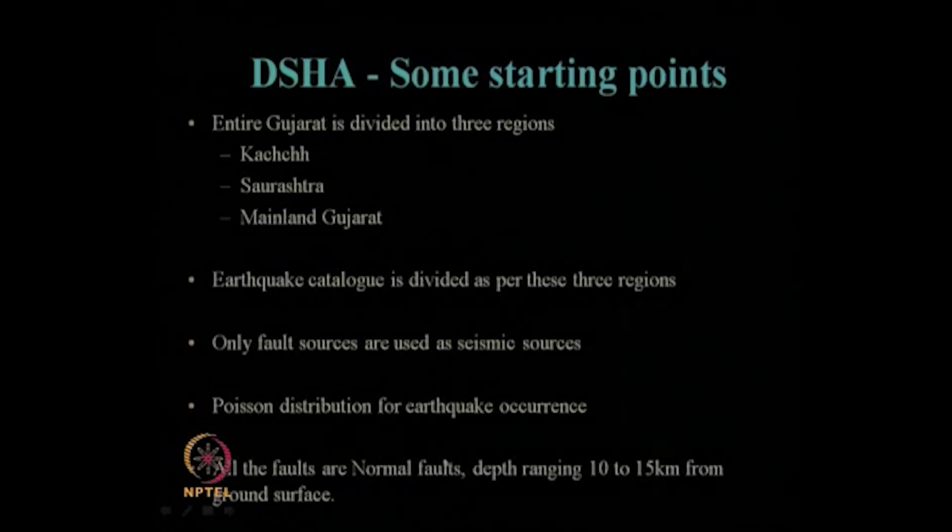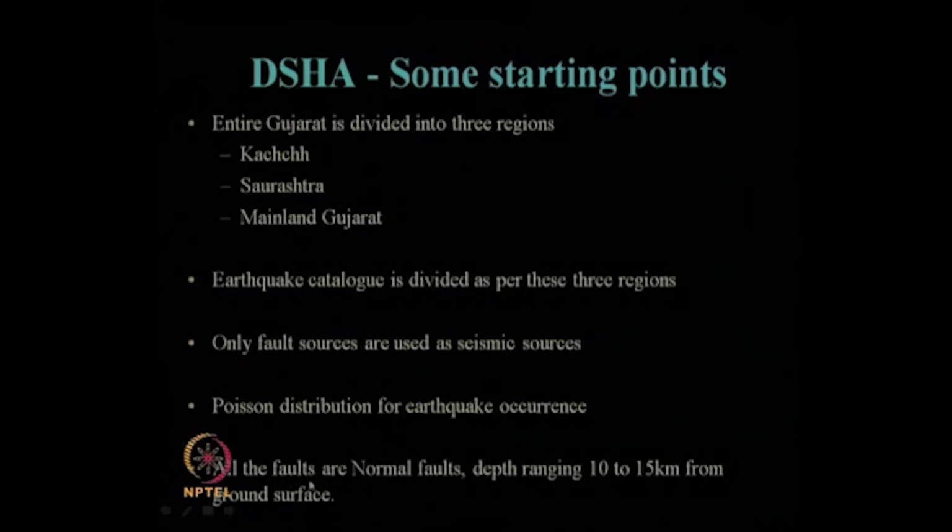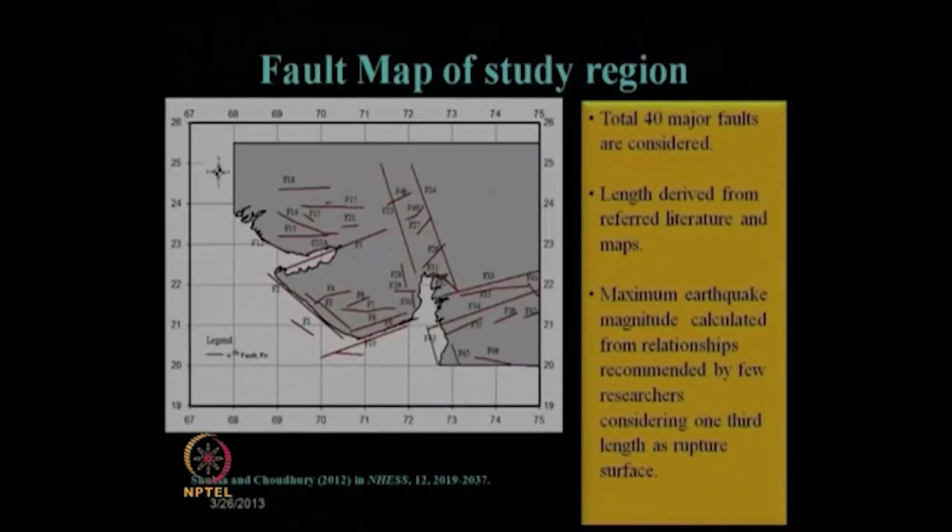Poisson's distribution for earthquake occurrence was taken care of, and one assumption has been made in the study that all faults are normal faults with depth ranging between 10 to 15 kilometers from the ground surface, that is typically shallow earthquake events. This is the fault map of the entire Gujarat region. There are several faults, but only 40 major faults were considered in this analysis, and their length etc. were obtained from the referred literature.